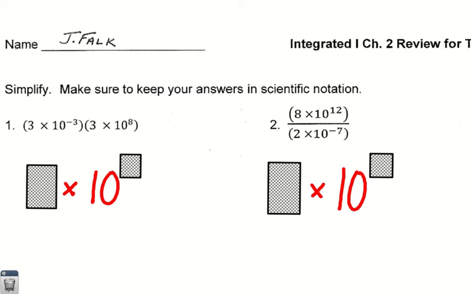Alright, Integrated 1, the review for the Chapter 2 test. Basically a sample test.